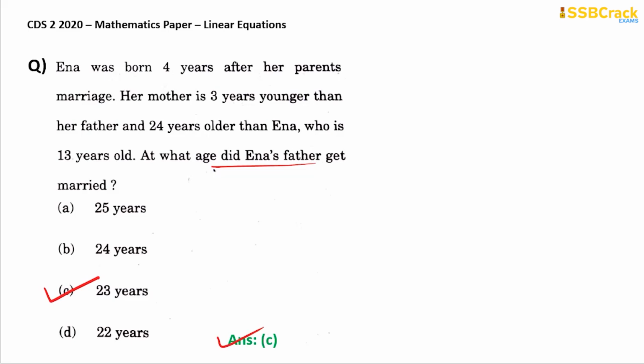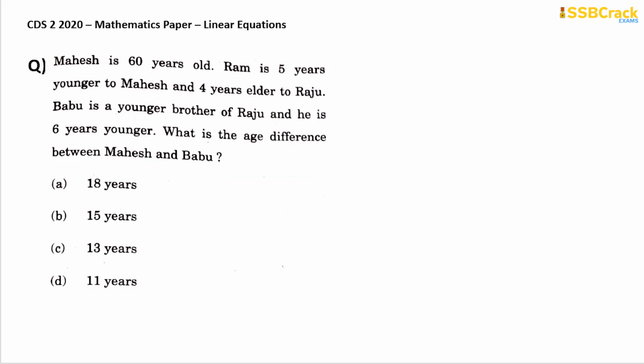Alright, coming to the next question, and this was again relative to the ages problem. Let's understand. Mahesh is 60 years old. Let's write. While reading such a question, you always write the steps of your understanding, because you have to follow step by step to arrive at the correct answer. So I'll denote M to be the age of Mahesh, and I would write M equals 60 years. Alright. And Ram is 5 years younger than Mahesh.